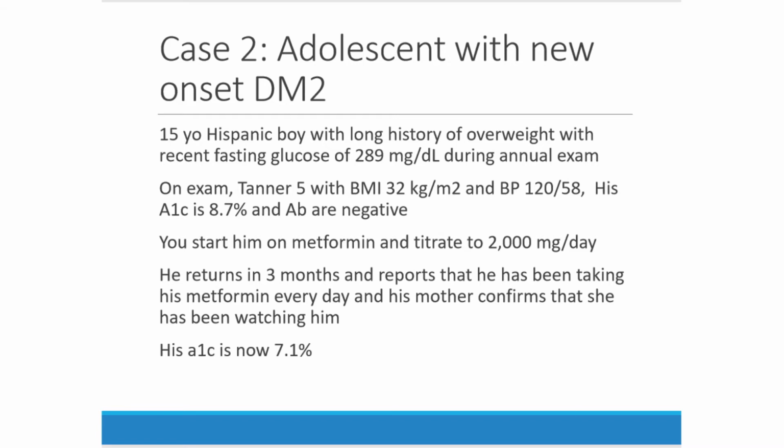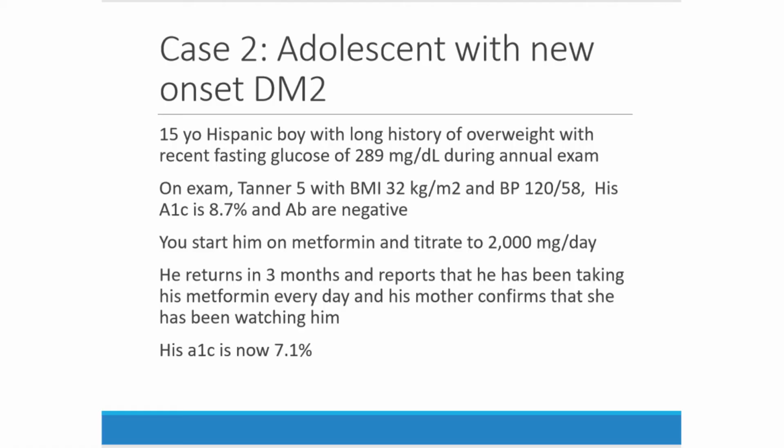So this is another one. Another adolescent with new onset type 2 diabetes. And this is the one where you guys might get a little horrified by me. So I have a 15-year-old Hispanic boy, long history of being overweight, fasting glucose of 289 during an annual exam, Tanner 5, BMI is 32, his blood pressure is 120/58, his A1C is 8.7, his antibodies are negative, so he does not have type 1. We put him on metformin, he does well, we titrated up to 2,000, he's doing okay. He comes back 3 months later and he's been taking his metformin every day, and his mom has been watching him, so I know he's taking it, and I know he's doing really well, and his A1C is now 7.1.